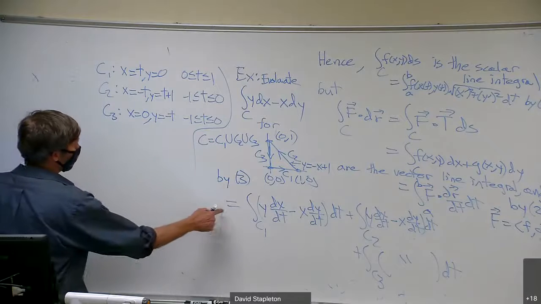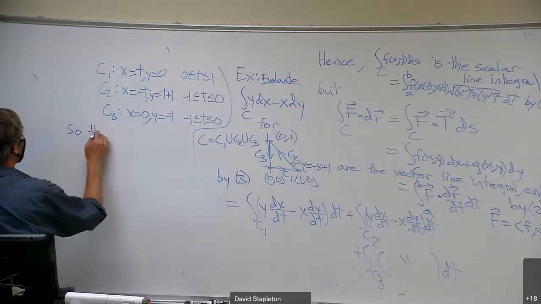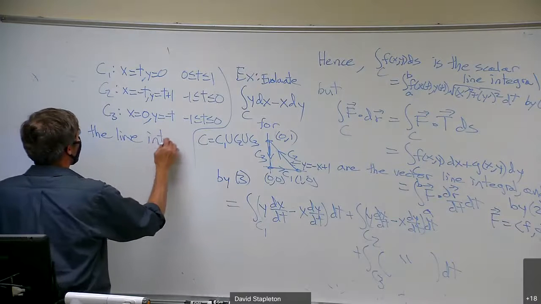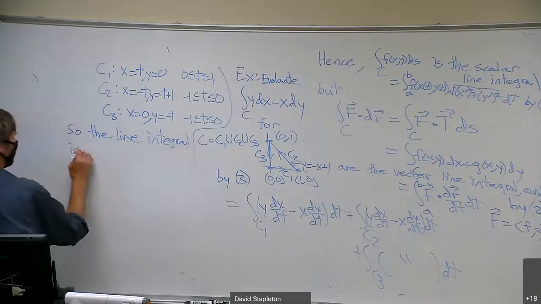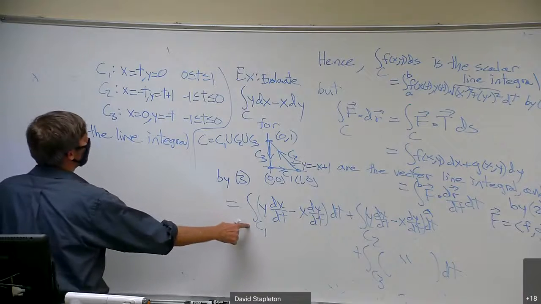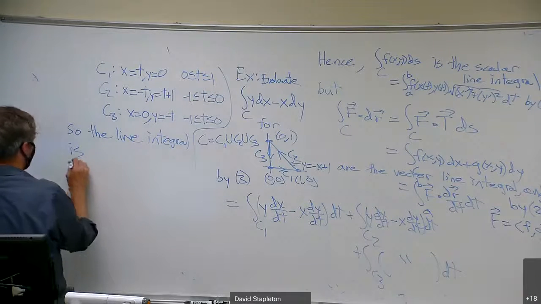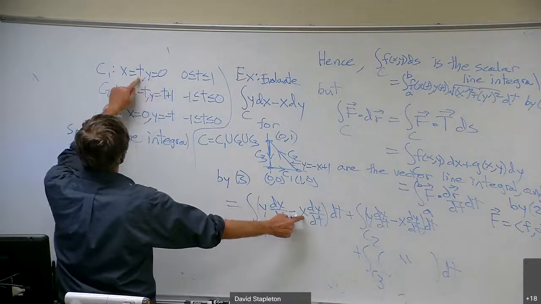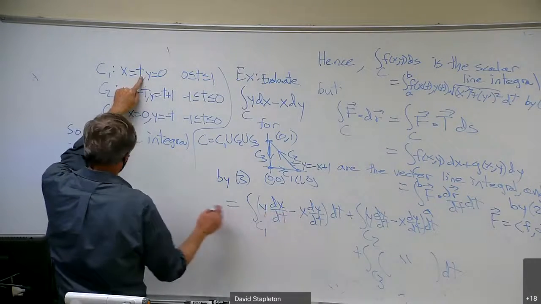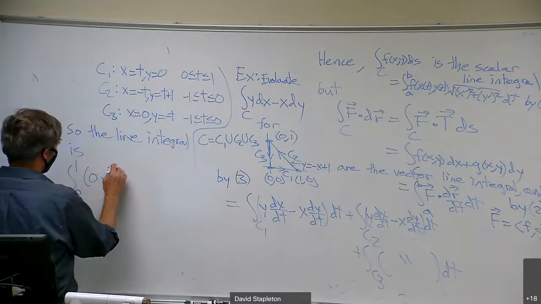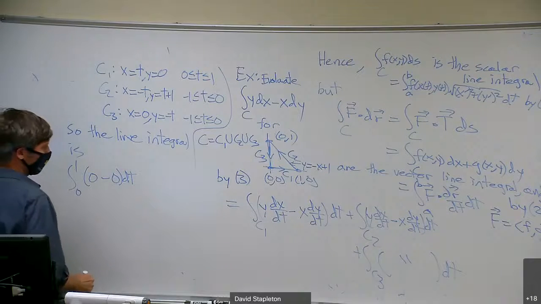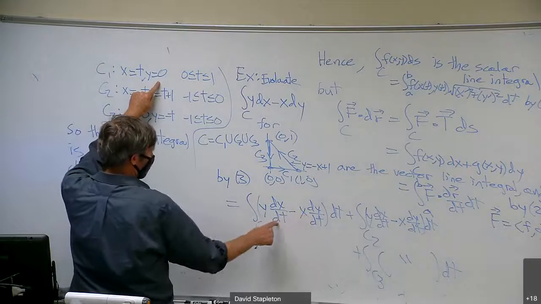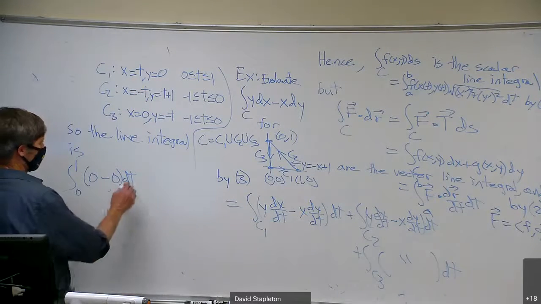All right, so now the line integral is the sum of these three things. The integral on the first curve, t goes from 0 to 1. Y is 0, so there's nothing. Minus x is t, and dy/dt is 0. It adds up to nothing, right? Along the first part, y is 0, and the second part, dy/dt is 0, so it's 0 minus 0. Right?